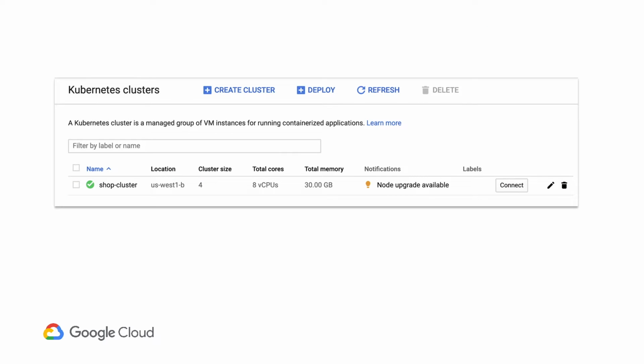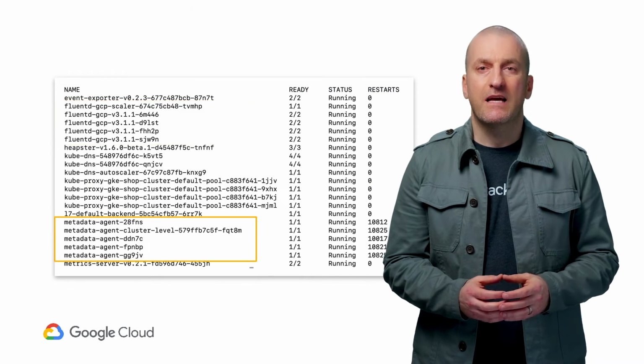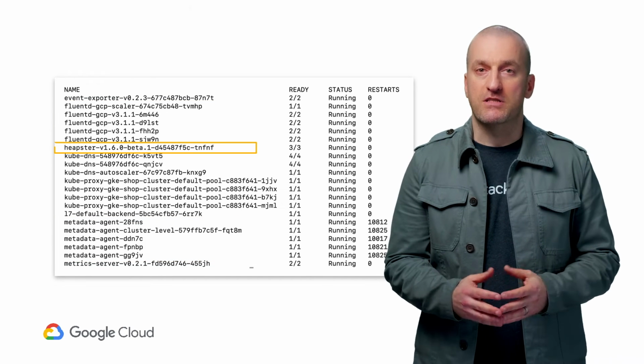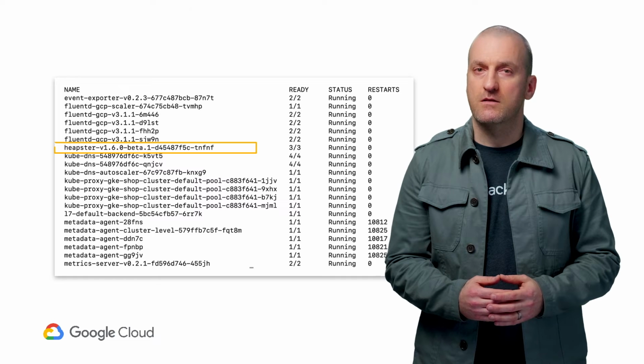Once the cluster is up and running, we'll want to see exactly what's running there. And what better way to do that than with kubectl? We have the monitoring and logging agents, the metadata agent, and Heapster all running in the Stackdriver agents namespace. These will collect all the details we need from our nodes running in the cluster.